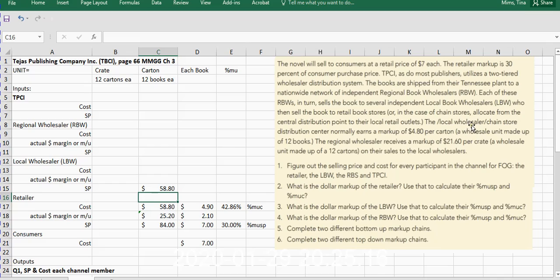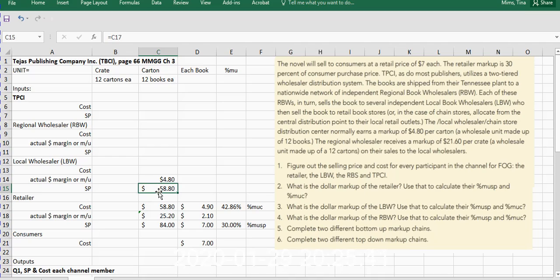Okay, the local wholesale chain store distribution center normally earns $4.80 per carton. Okay, this is great. I'm in the carton column. I've got the actual dollar markup. $4 is not a lot, so I hope they're selling a great deal of books. So I'm going to put in $4.80.